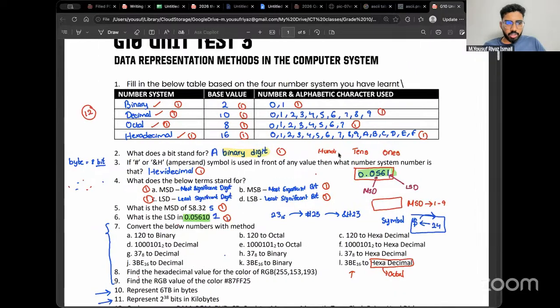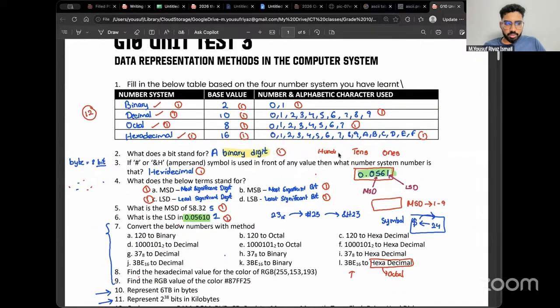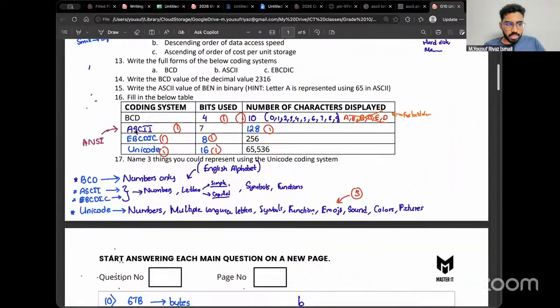As long as you know this table, you're good to go. There are 4 coding systems. In each coding system, these are the bits used, and these are the numbers that you can represent. Like how many numbers can each of these coding systems represent? This part, if you know, you're good to go.